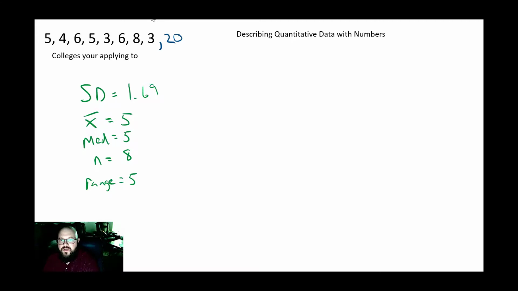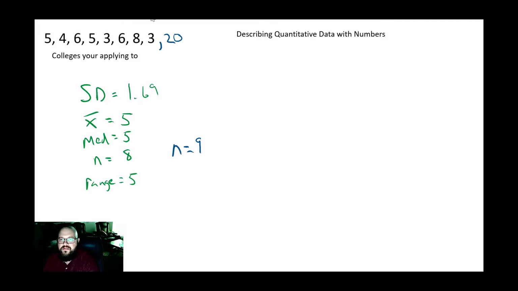If I throw 20 up there, it's going to change a few things, right? What's the first thing that we're going to change? Is it just the standard deviation? Is the mean going to change? Is the median going to change? Is the range going to change? Hopefully you'll see quite a few things change. So with this, now our sample size goes up to 9.